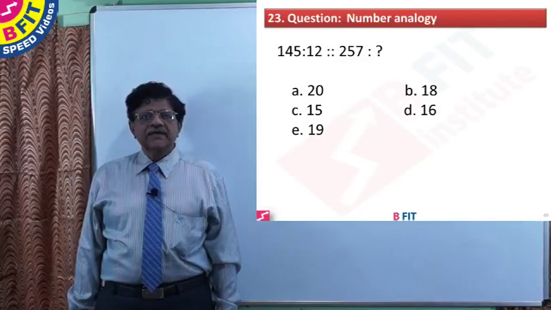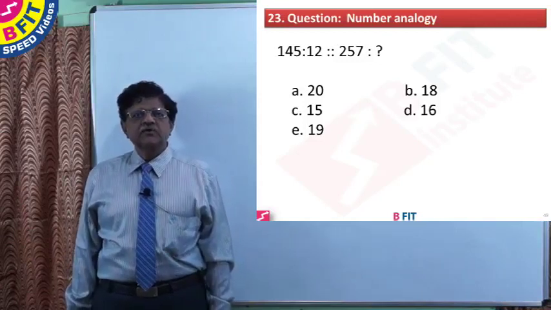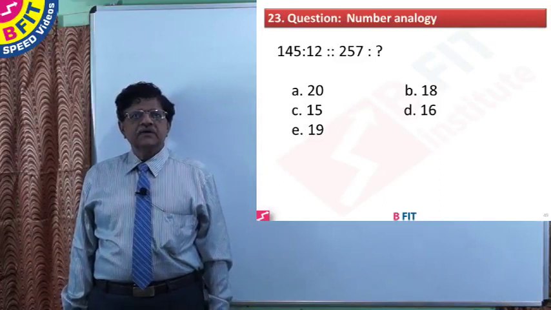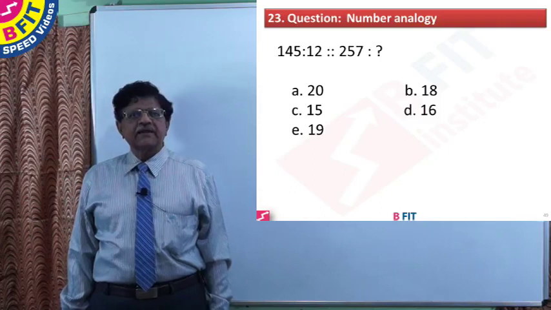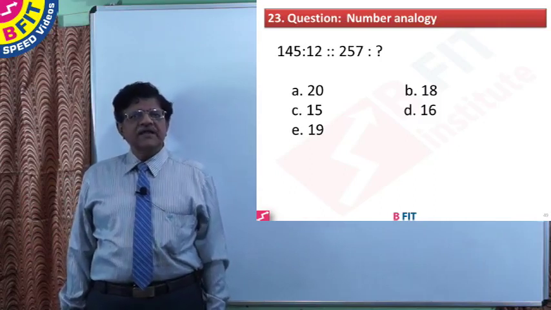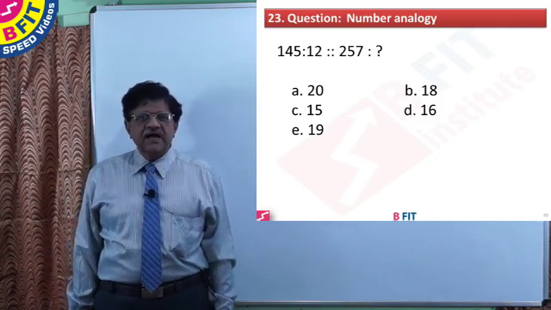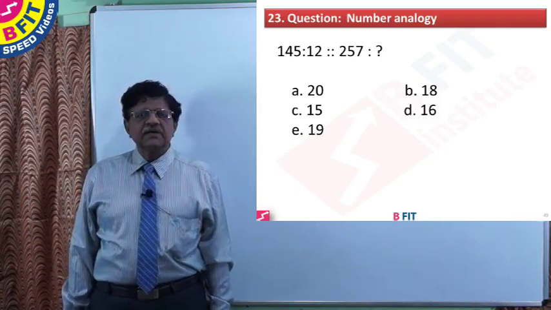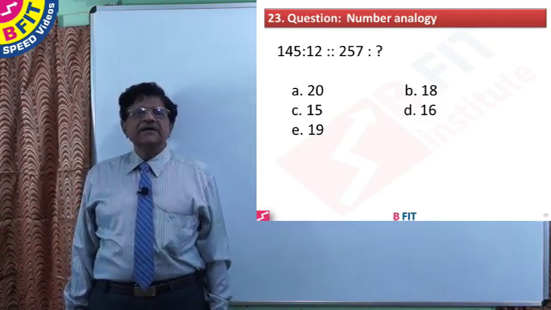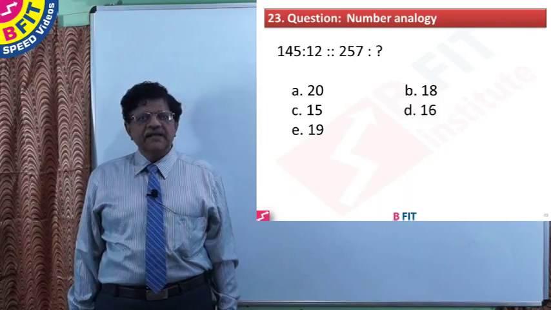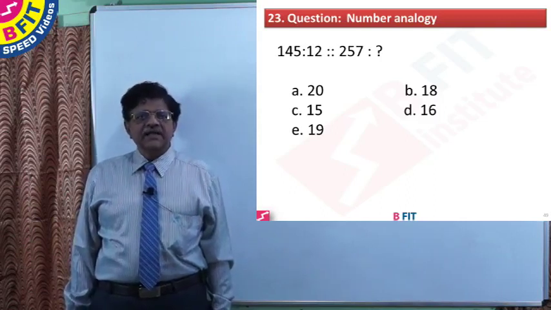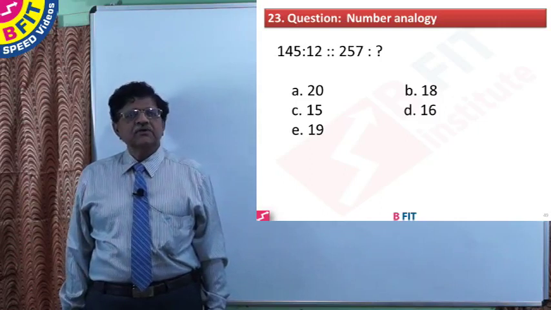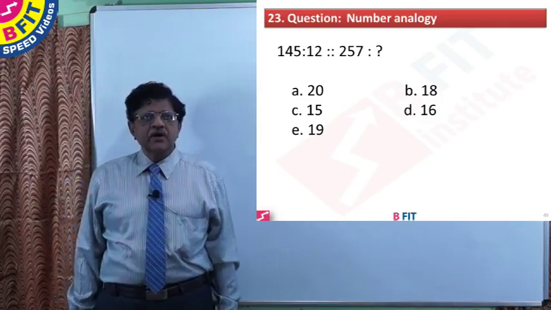Now let us look at the next question. Question number 23. So far we have seen two categories of questions that can come under analogy. One is the word analogy and the next is the alphabet based analogy. Now we are going to see the third kind of questions that can come under analogy, namely number based analogy questions.